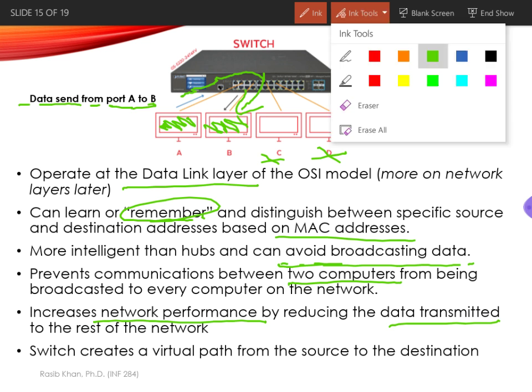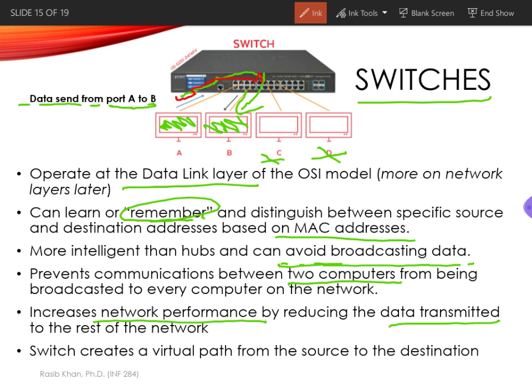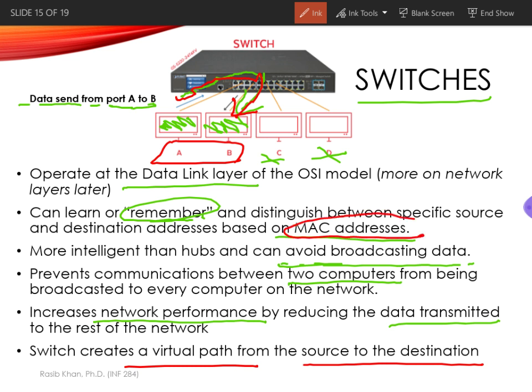And this path that we create from A to B in this example is something the switch does using a virtual path from the source to the destination. And this whole addressing is done using the physical MAC address.